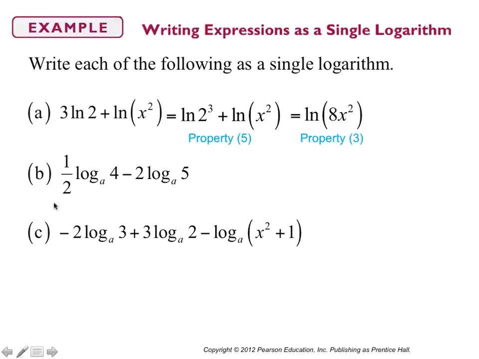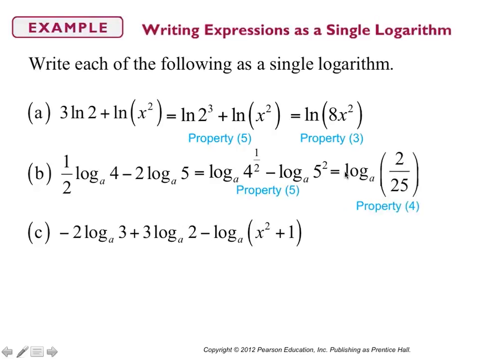Now this one, again, we're going to rewrite our factors as exponents. So the first thing we're going to have is log base a of 4 to the 1/2 power minus log base a of 5 squared. And then if you recall, subtraction can be rewritten as division. And then if you have the 1/2 power, that's actually just square root. We know that square root of 4 is just 2. So really what we're left with is log base a of 2, which was our first part, divided by, since we have subtraction, and we know that 5 squared gives us 25.